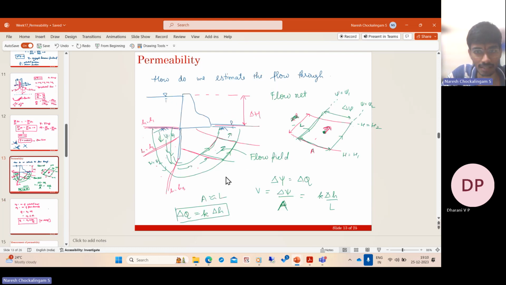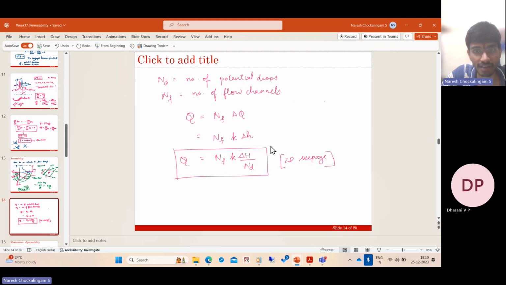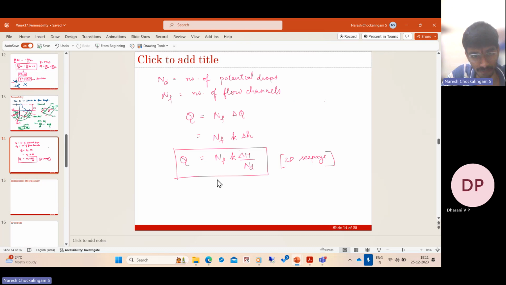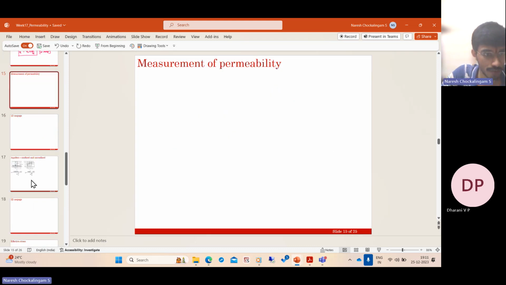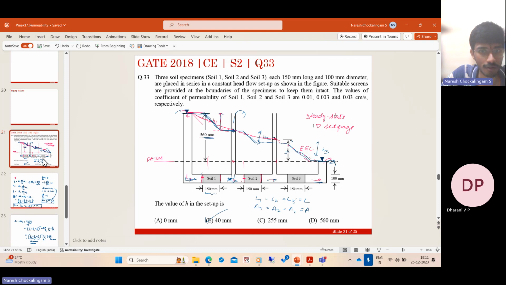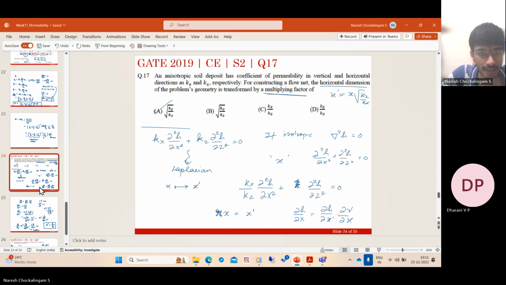And when we have certain approximations, this flow field, which is obtained by the intersection of two flow lines and two equipotential lines, the network is called a flow net, and one element of it is called a flow field. If each element is approximately square, we have the simplified formula for estimating the seepage loss from a dam or any water retaining structure. So this is where we stop, and there are other problems that we need to look at. So this problem we solved last time.